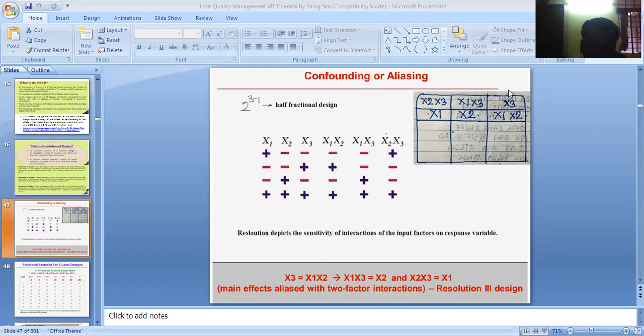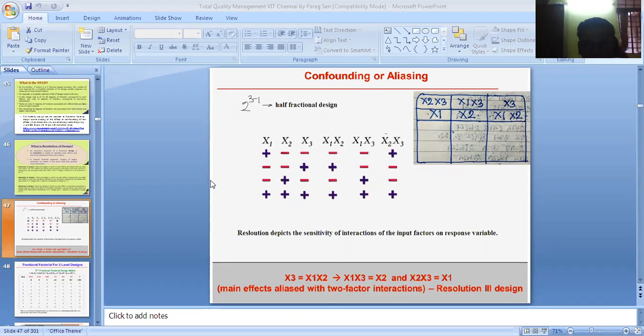Okay, so the cross product will be x1, x2 and x3. If it is x2, then you need to put x1 and x3, so the entire cross product will be x1 x2 x3. And here you need to put x2 x3, and the cross product will be x1 x2 x3. Okay. And since there are three factors in your generator, x3 is equal to x1 x2, this will be termed as a resolution 3 design. This will be termed as a resolution 3 design. Okay.